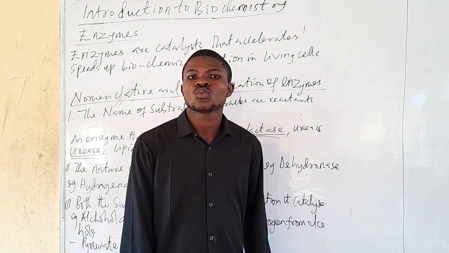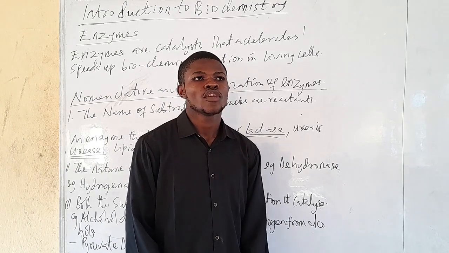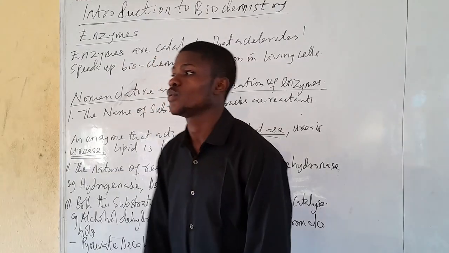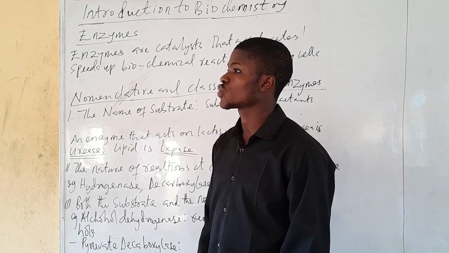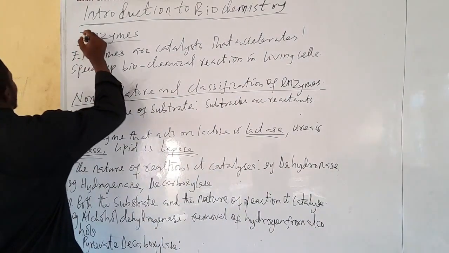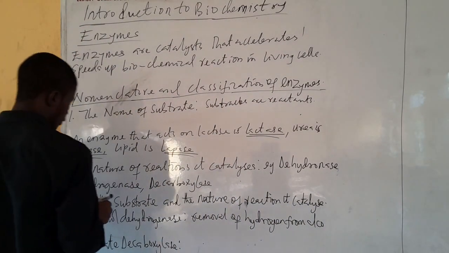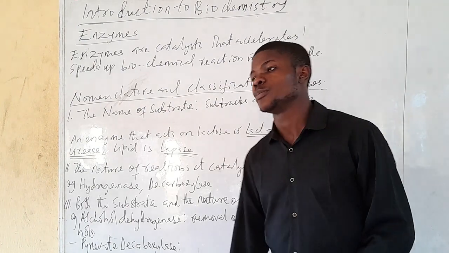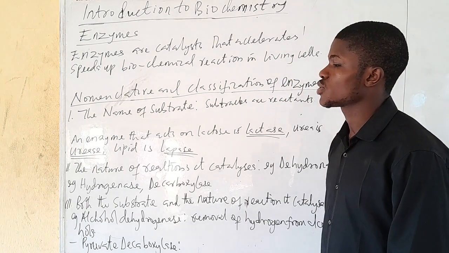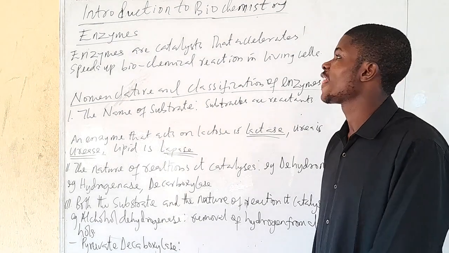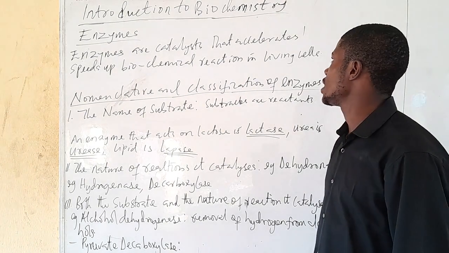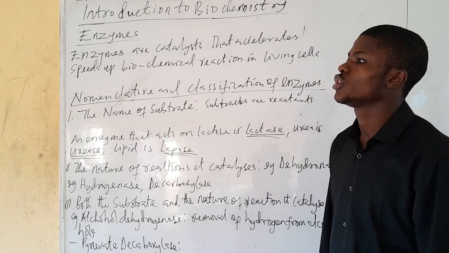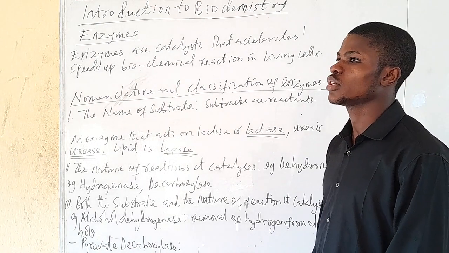So what we'll study today is a very simple aspect of biochemistry. If you look at the board, we'll be studying enzymes. Now, what is an enzyme? Some say they are proteins, but enzymes are catalysts that accelerate or speed up biochemical reactions in living cells, in living organisms.